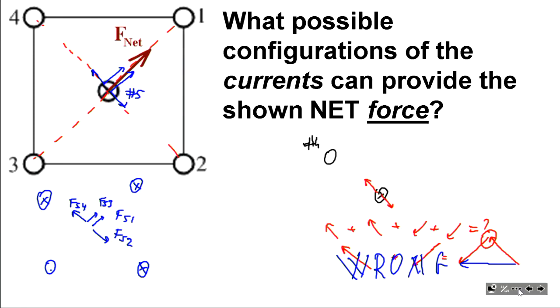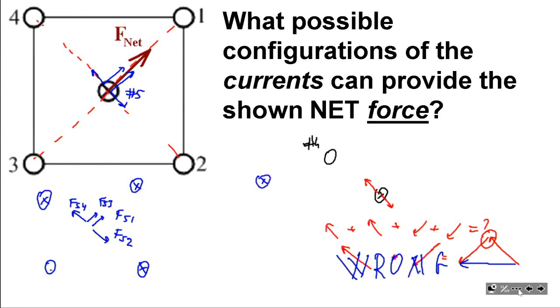Is it the only possible combination? What do you think? Can I change the direction of a current in the wire number 1? No, I can't. It would begin repelling. And I cannot change the direction of a current in the wire number 3. I can't, because, again, that wouldn't give the right direction. But I can change the directions of the current in the wires 2 and 4.